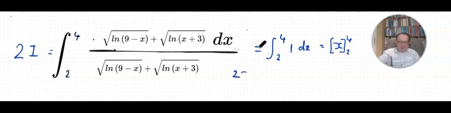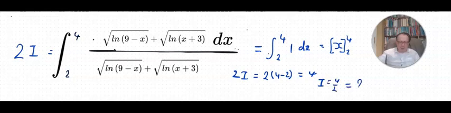So that twice the integral is twice 4 minus 2, which is 4, and so the integral is 4 upon 2, which is 2.